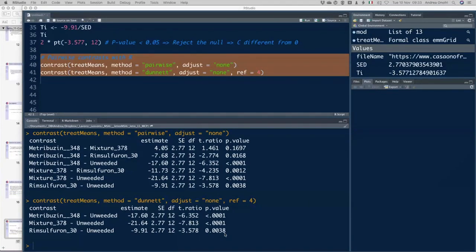Any questions so far? Because now we have to talk about the adjustment with some more detail. So, do you have any question?